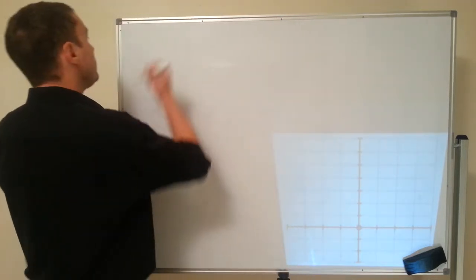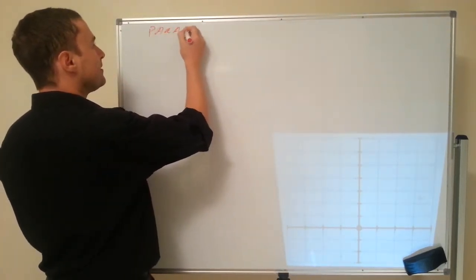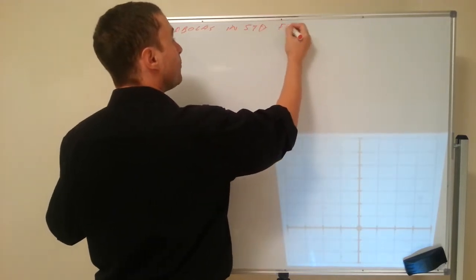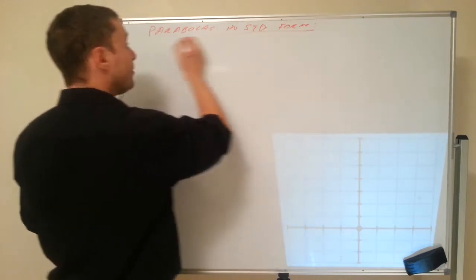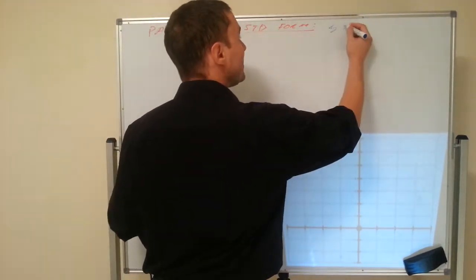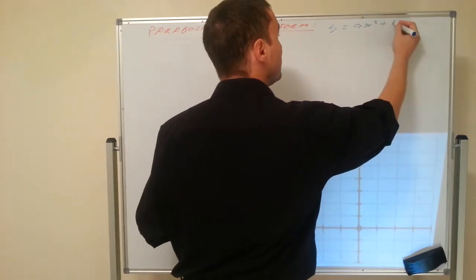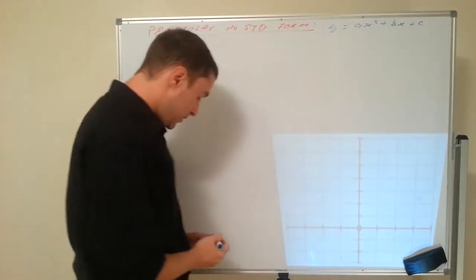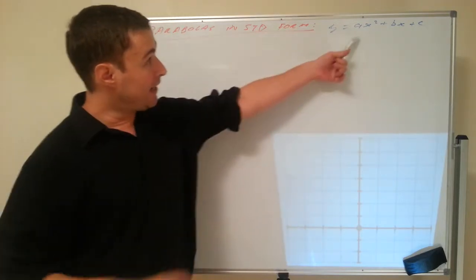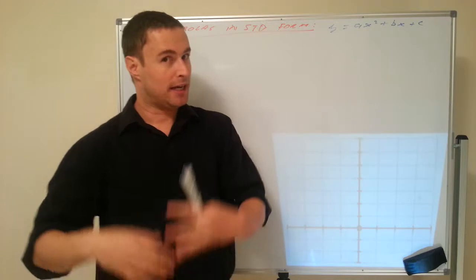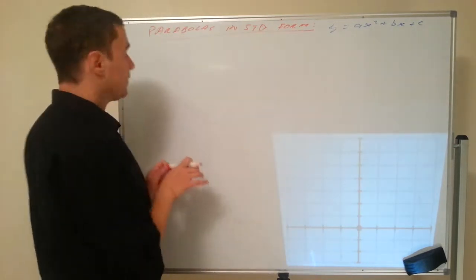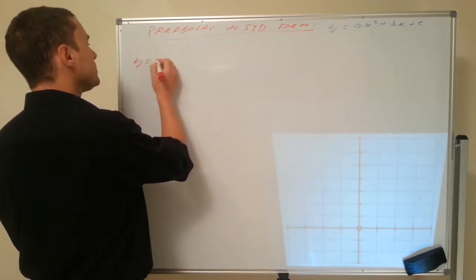Okay, so parabolas in standard form. Now, standard form for a parabola is y equals ax squared plus bx plus c. But because this is the beginning of the whole thing, I'm just going to do where a is 1. So just x squared plus something x plus something. Okay. So the first thing that you need to look at is y equals x squared.